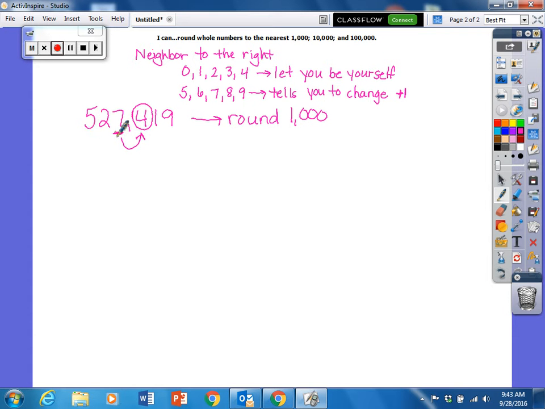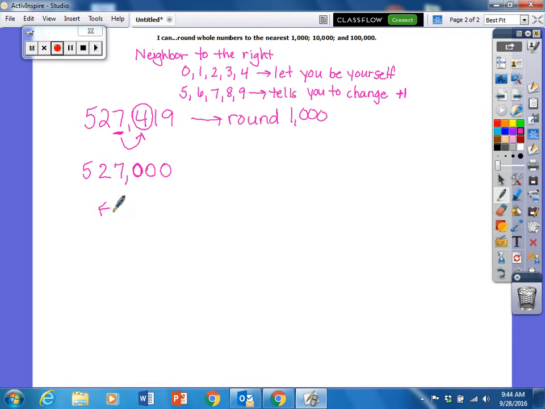So let's go ahead and look. We have our 7 and we're looking next door to the 4. Is the 4 in this set of numbers or this set of numbers? That's right, it's in this set of numbers. It's going to let you be yourself. So you are going to stay exactly the same. Once your neighbor helps you out, the reason we circled it is because he becomes a 0. When your neighbor helps you out, they go away, they go back into their house, they've done their duty, and everything goes to zeros. But what about these digits beforehand? They stay exactly the same.